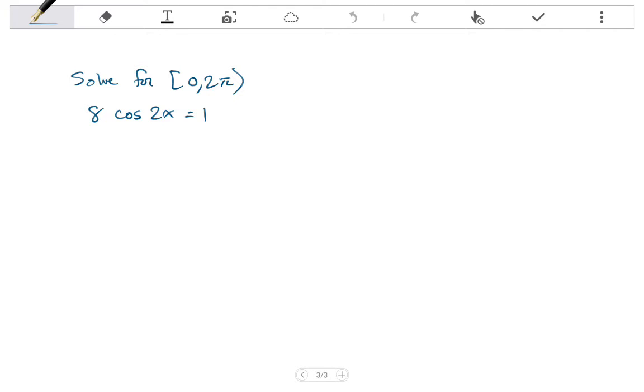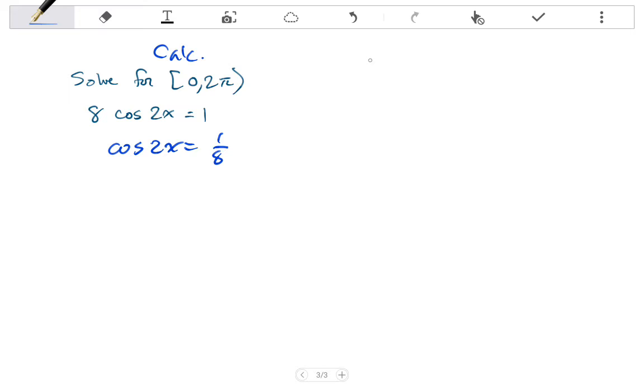Alright, this last one that we're going to do is a little bit different. We're going to see that this doesn't give us a nice unit circle value, right? We get 1/8. So this one will require the use of a calculator. So make sure you have your calculators out for this problem here. Alright, but the same rule applies.